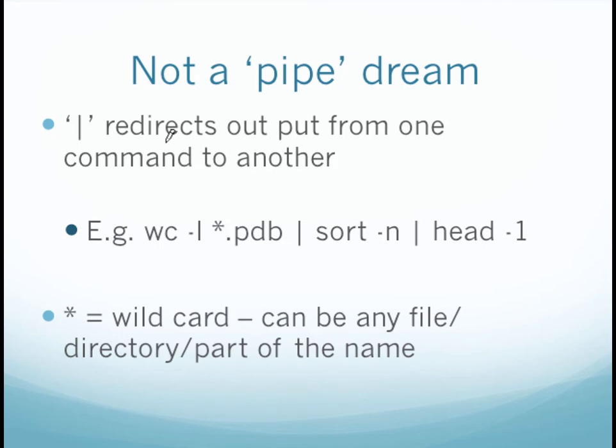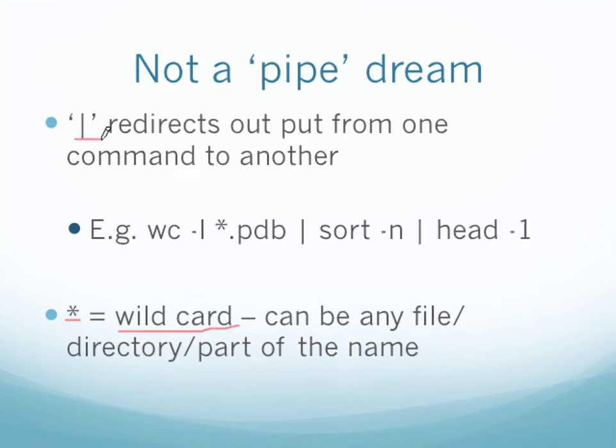Okay, the last thing that I'm going to show you is how we are going to create a pipeline by putting a few commands together. But before we go there, I want to point out something. We can use star to represent any file name, directory name, or part of a file name or directory name. This is called wildcard. Okay, to make a pipeline, we can use the pipe sign.